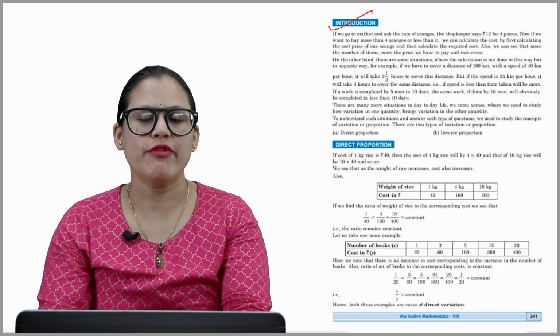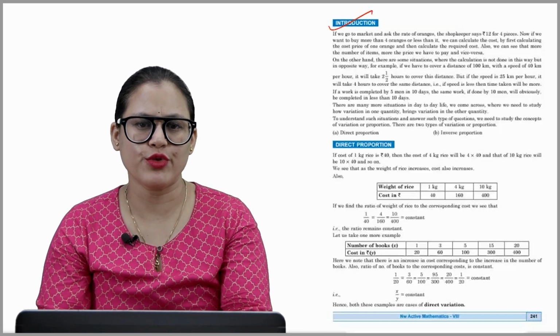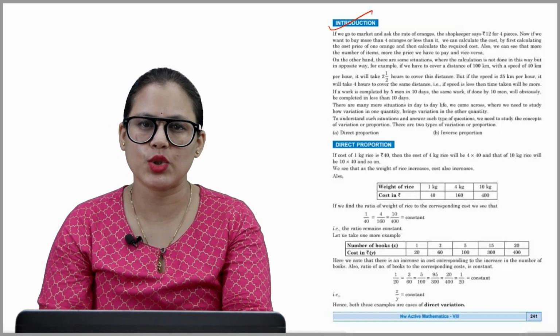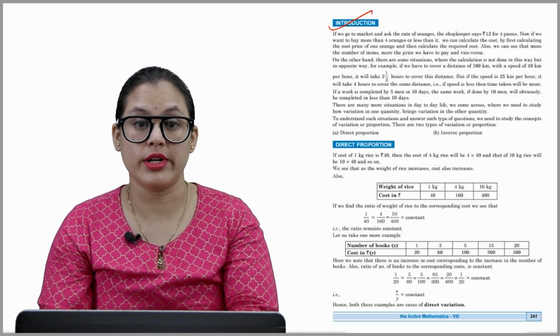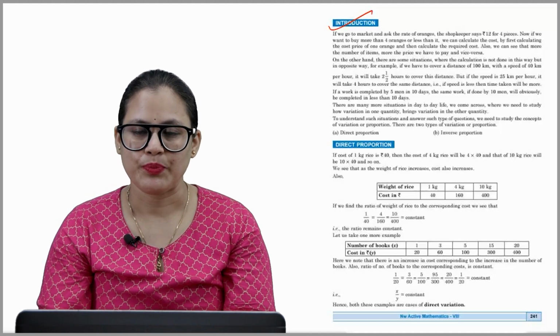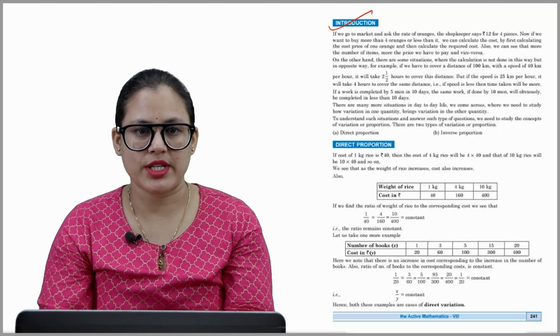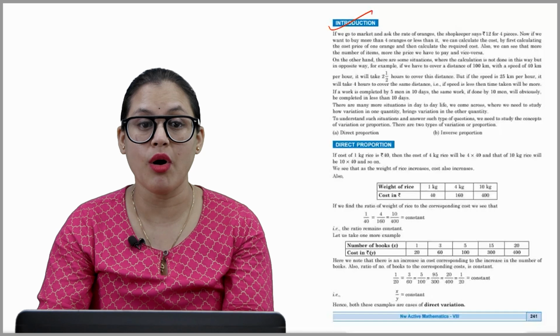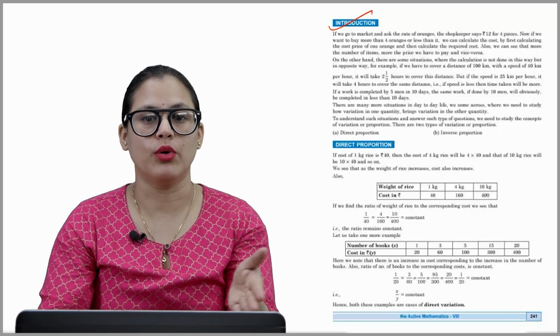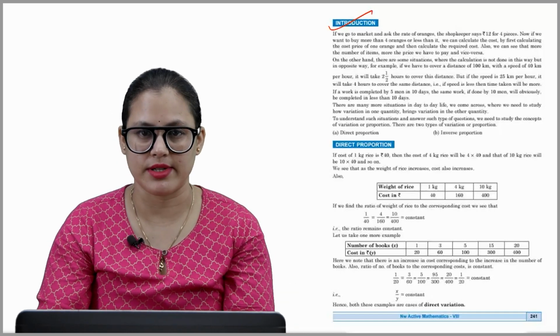Introduction. If you go to market and ask the rate of oranges, the shopkeeper says 12 rupees for 4 pieces. Now, if you want to buy more than 4 oranges or less than it, we can calculate the cost by first calculating the cost price of 1 orange and then calculate the required cost. Also, we can see that more the number of items, more the price we have to pay, and vice versa.